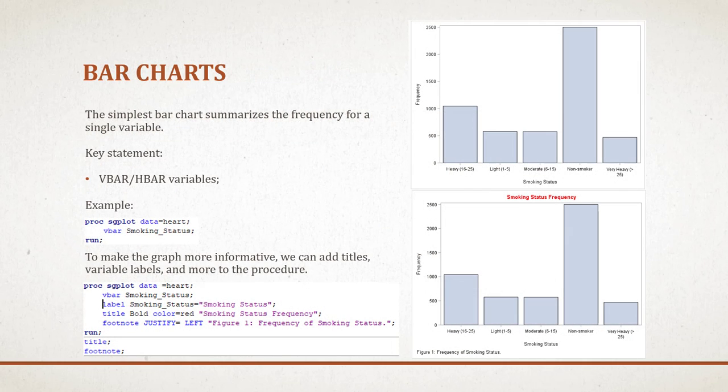Let's look at the bar chart first. The simplest bar chart can be used to summarize the frequency for a single variable, usually for ordinal and categorical variables. The key statement is VBAR or HBAR variable name. VBAR produces bars vertically, HBAR produces bars horizontally.